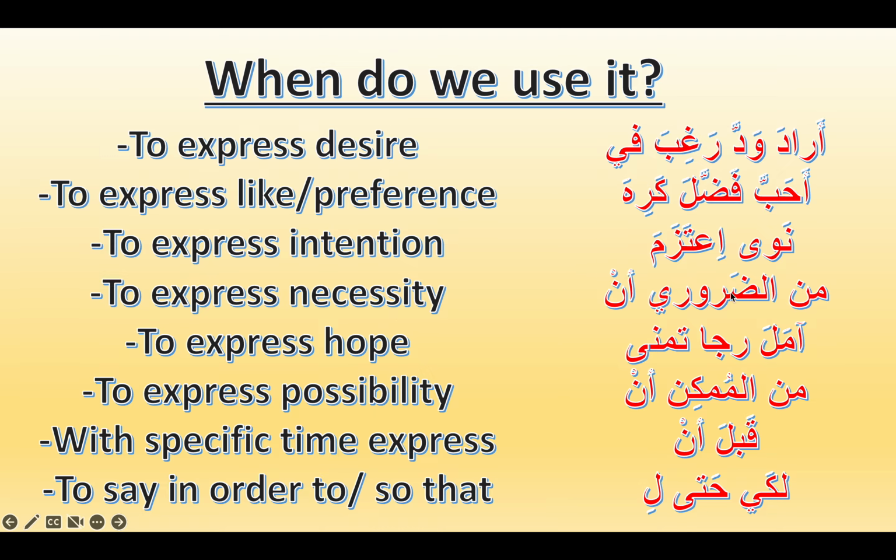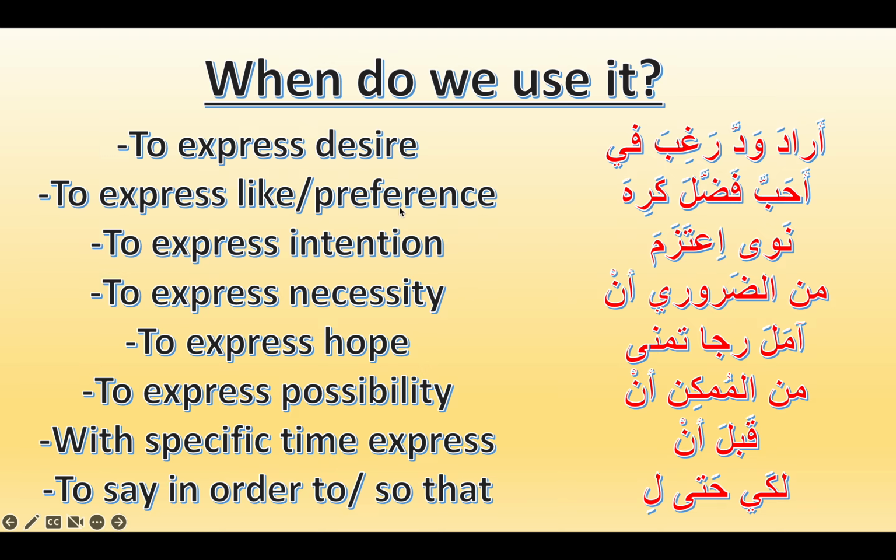To express necessity, mina ضروري an, which translates to it is necessary that. To express hope, amala, raja, tamana, they all mean to hope. To express possibility, min الممكن an, it is possible that. With specific time expressions, قبل an, or with certain words which mean in order to or so that, when placed before a verb such as likay, hatta, and li. If these are placed before a verb, giving the sense of so that or in order to, then the verb must be in the subjunctive.